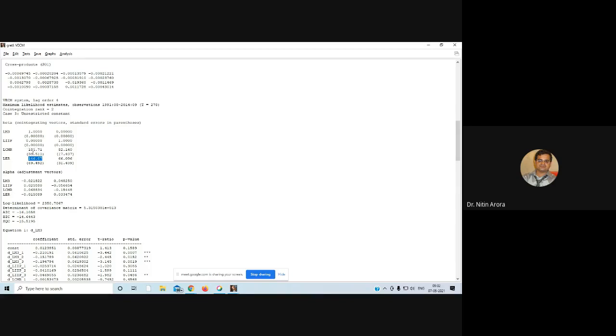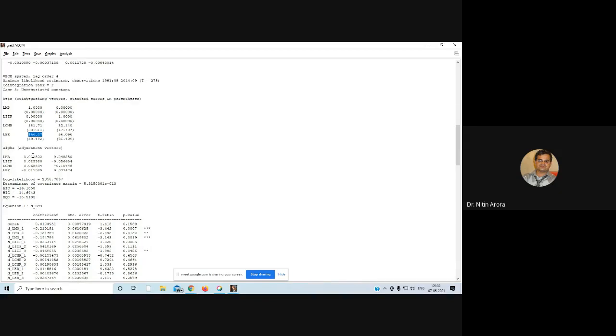See, in brackets standard errors are given. Coefficient divided by standard error can give you the t-statistics or z-statistics for a large sample. You can compare that z with 1.96 to see whether the impact is statistically significant or not.